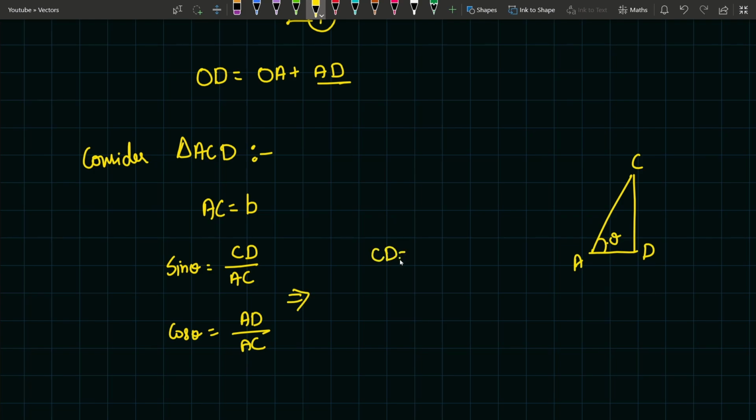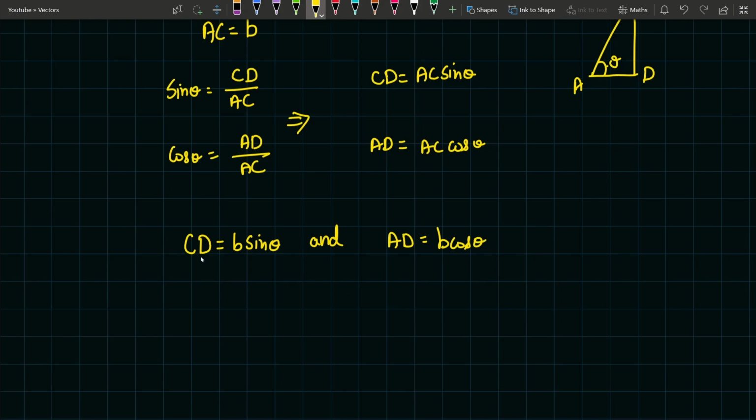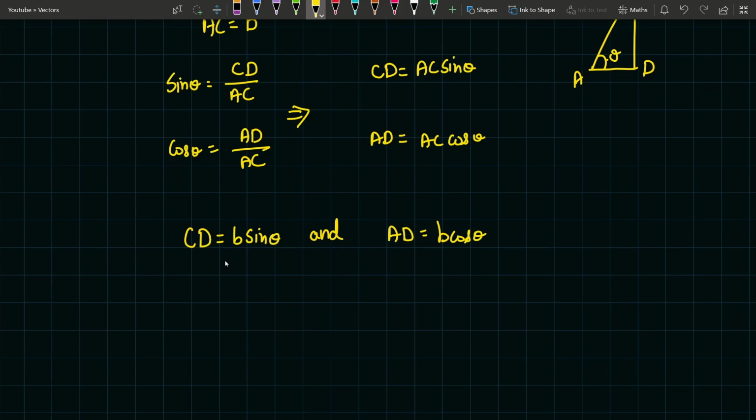So this implies CD equals AC sin theta and AD equals AC cos theta, and we know that AC equals B, the magnitude of the B vector. So CD is nothing but B sin theta and AD is nothing but B cos theta. Now we have found CD and AD. Now we can input these two values in the previous equations. If I have to find OD, I needed the value of AD, because OD was equal to OA plus AD. OA is A vector's magnitude A, plus AD is B cos theta, and CD we directly got to be B sin theta.